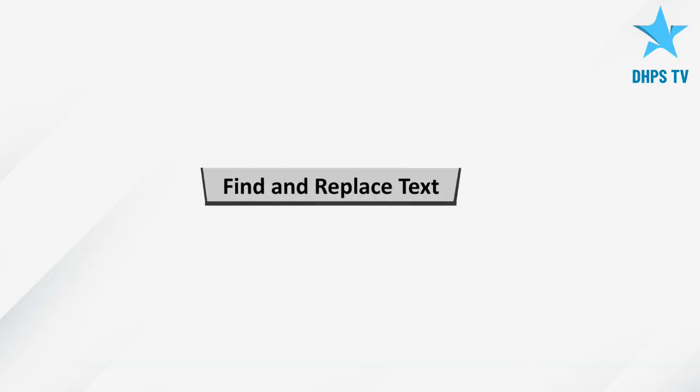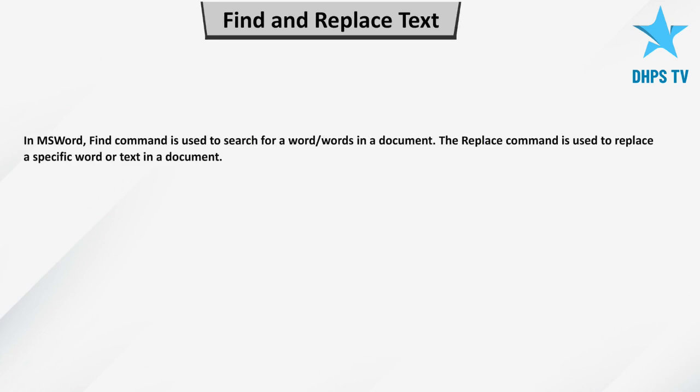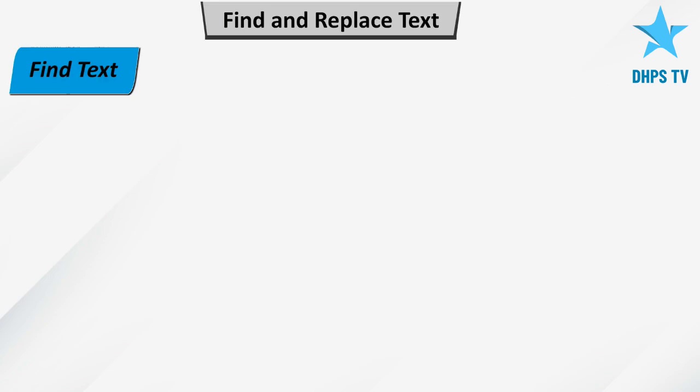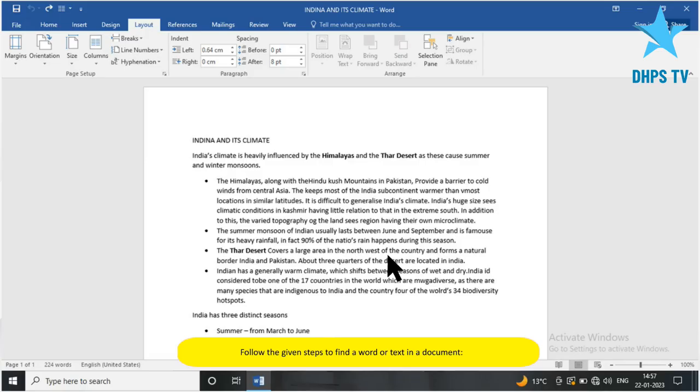Find and replace text. In MS Word, Find command is used to search for a word or words in a document. The Replace command is used to replace a specific word or text in a document. Find text. Follow the given steps to find a word or text in a document.